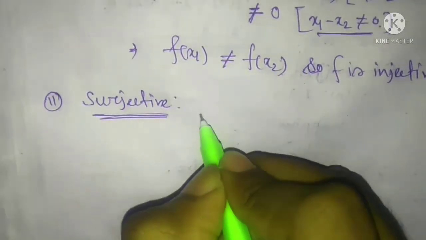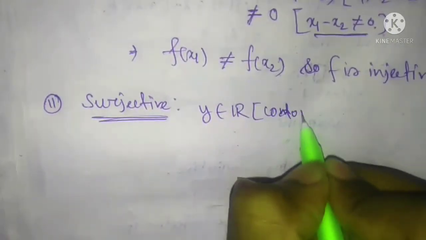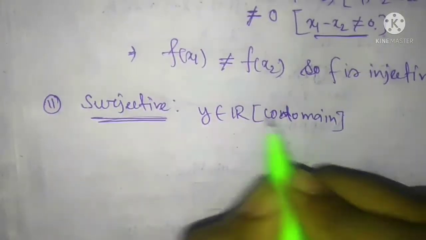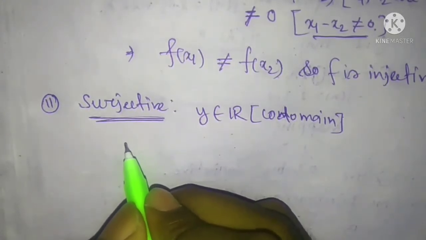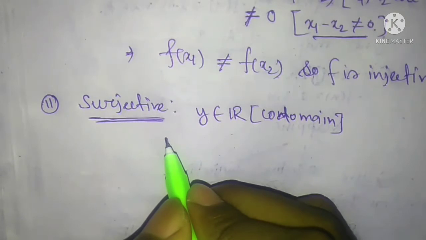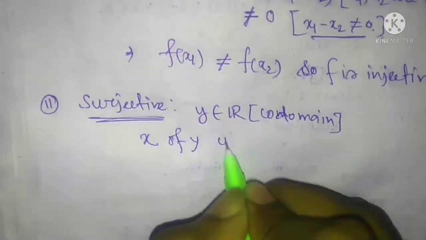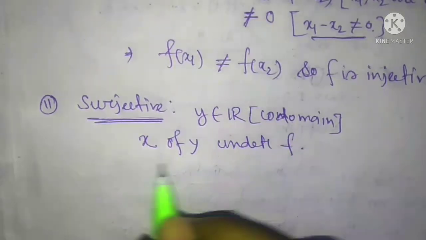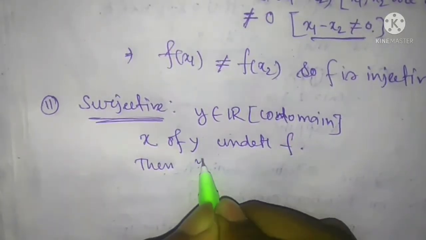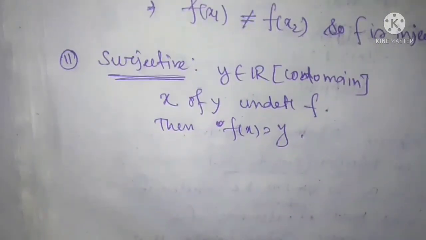Now we have to show surjective. Let us take an element y belonging to the codomain R. Then there exists a pre-image x of the element y under f. Then we have to show f of x equals y.